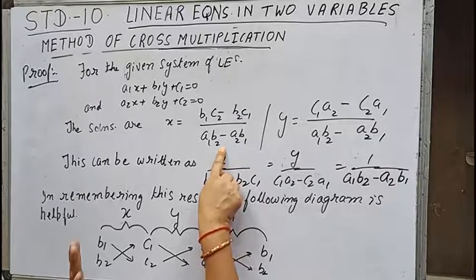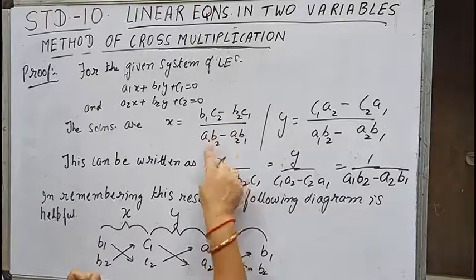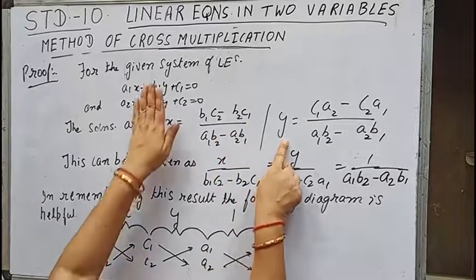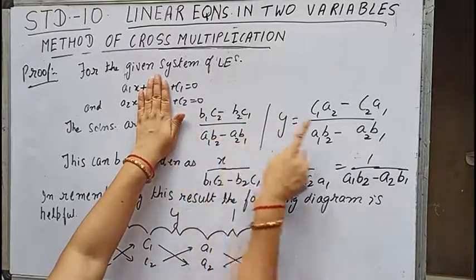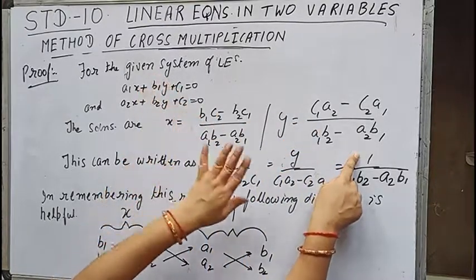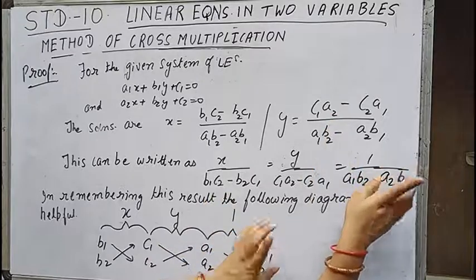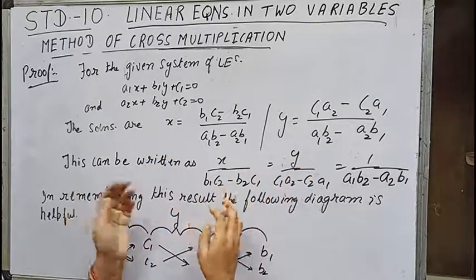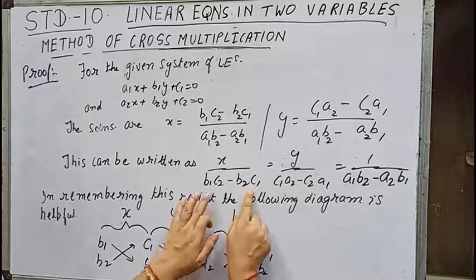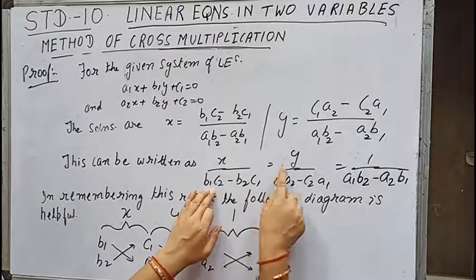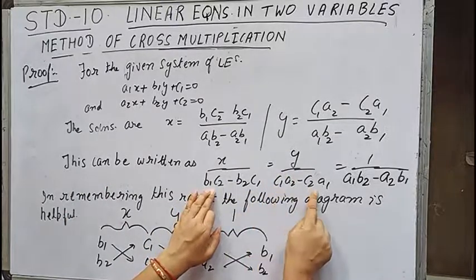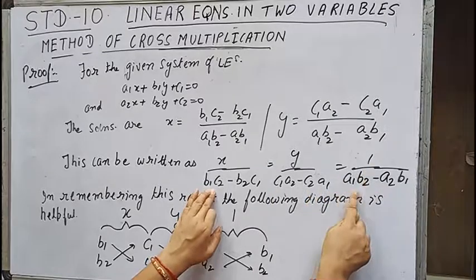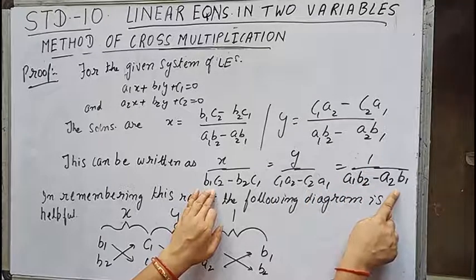You have to understand, you have to remember. Then 1 2 2 1, 1 2 2 1. Similarly for y, over here CA minus of CA divided by AB minus of AB, and 1 2 2 1, 1 2 2 1. Now this result, as I explained, can be written as x divided by b1 c2 minus of b2 c1 equals y divided by c1 a2 minus of c2 a1 equals 1 divided by a1 b2 minus of a2 b1.